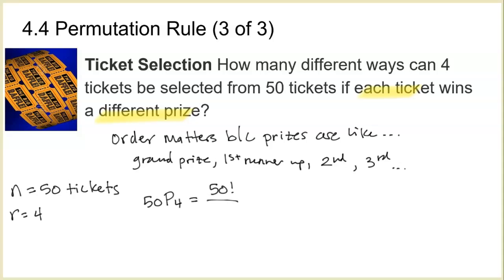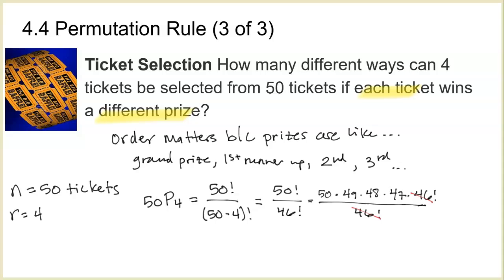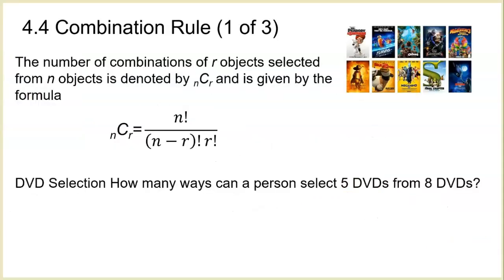So when we set this up, 50P4, 50 factorial divided by 50 minus 4 factorial, which is 50 factorial over 46 factorial. You could stop here and just evaluate this in Desmos with a calculator, or if you want to do it by hand, you could expand it out, stopping at 46 factorial because that's what's in the denominator, and then we just have that left to multiply, just like the fundamental counting theorem. And so there are over 5 million different ways that 4 tickets could be selected from 50 tickets, since the order is important.